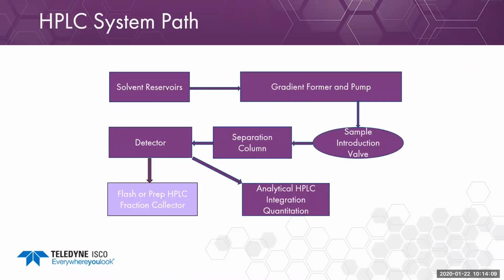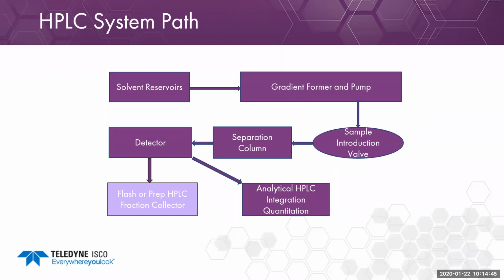So in general, a Prep HPLC system follows a very similar path as a flash system or an analytical HPLC system. We have our solvent reservoirs, where we have our A and B solvents. We have our gradient former and pumps, and so we're mixing our solvents and delivering a certain percent solvent strength. And then we have a sample introduction valve, which we're going to discuss in great detail here, because that's a component area of the system where we can make improvements to our separations.